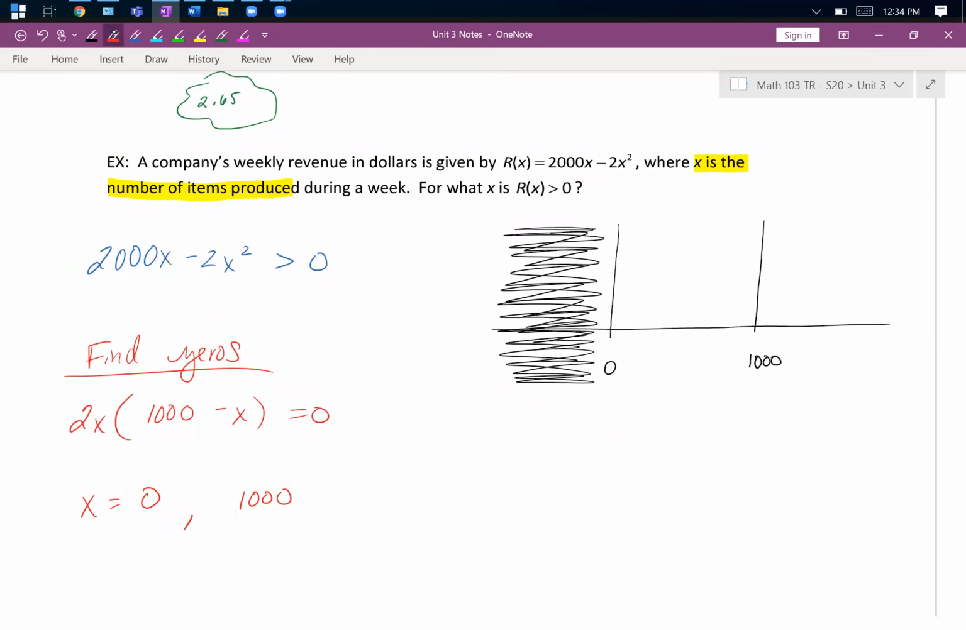Let's choose a number in between 0 and 1000. 5 works just fine. We want to plug it into our polynomial and determine whether we get a positive or a negative number. I'm going to opt to plug it into the factored form. This first factor of 2x, that's going to give me a positive. And then our next factor, 1000 minus 5, that's going to give us another positive. So when I multiply those 2 positives together, I get a positive.